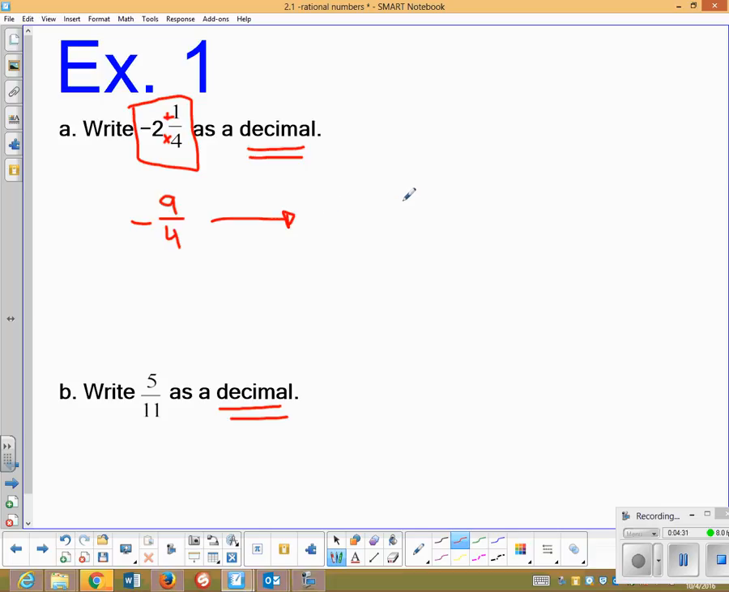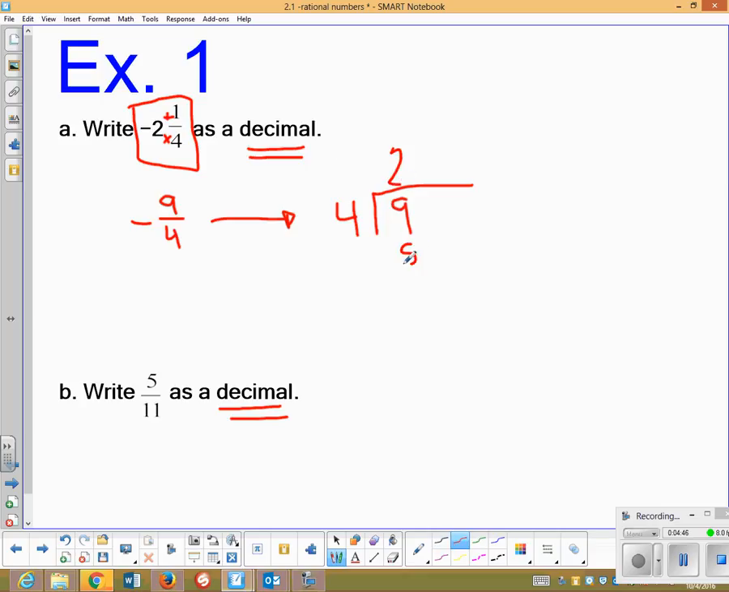What do we divide? Top goes in. When we're dividing, the top always goes in, bottom goes out. So if you can just repeat that, top goes in, bottom goes out. So now we divide just like we normally would. 4 into 9, that's going to be 2 times, so we're going to put 2.